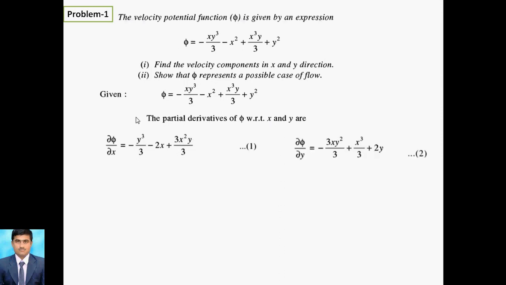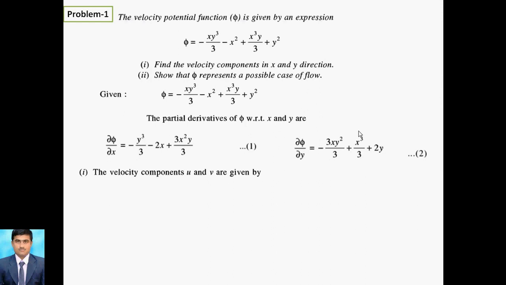Now we write equation number 2. We differentiate with respect to y, so dou phi by dou y. Here x by 3 is constant, so we get 3xy square divided by 3, where the 3 can cancel out. Then x square has no y, so that is 0. Then for x cube by 3 into y, differentiating with respect to y, x cube by 3 is constant and the derivative of y is 1, plus y square gives 2y. So this is equation 1 and 2.